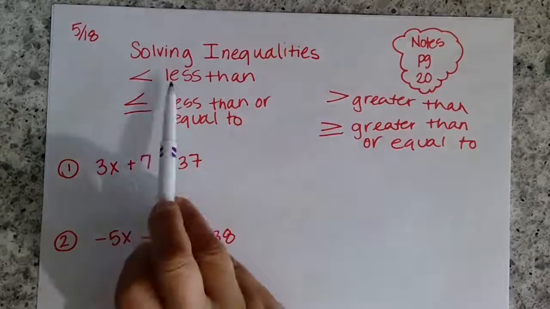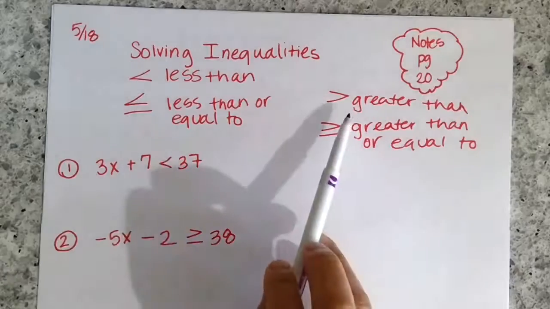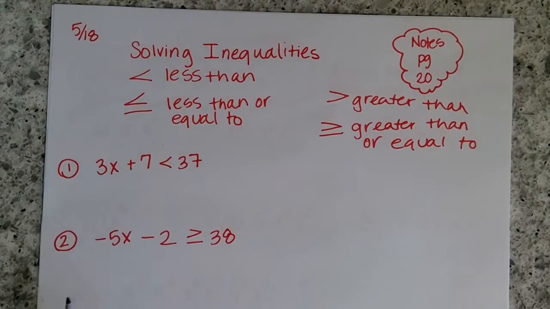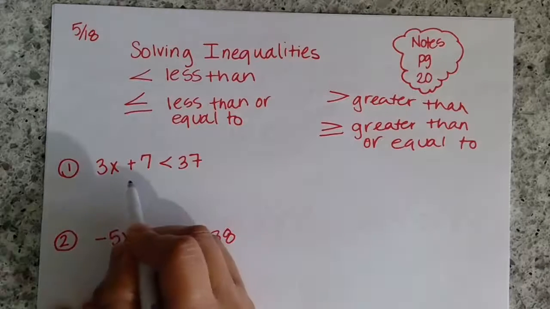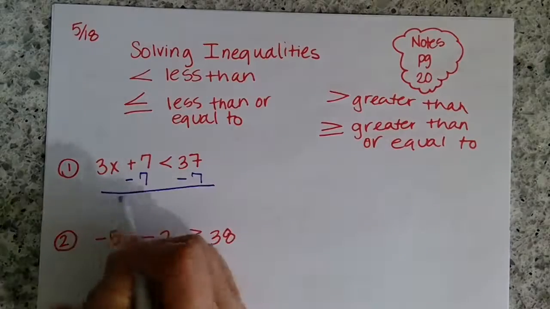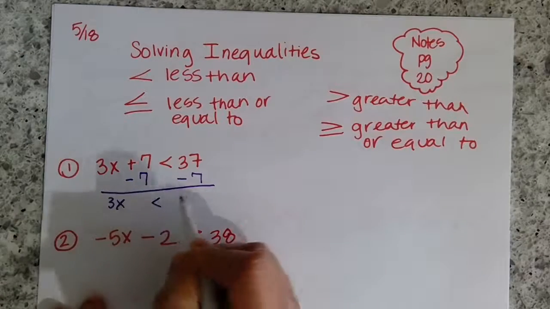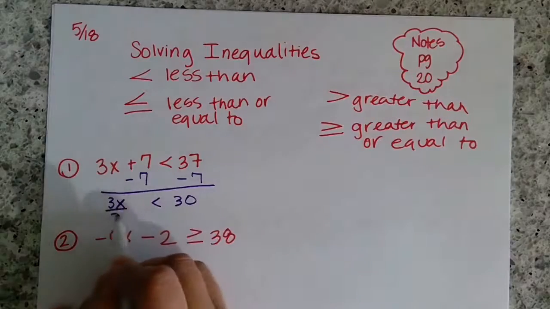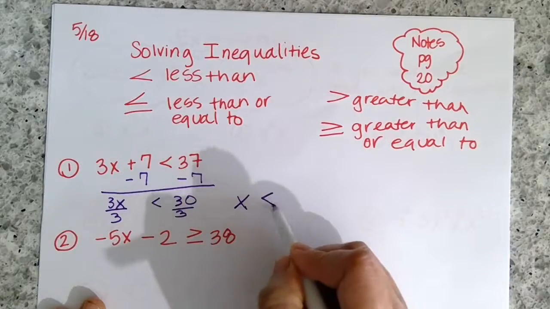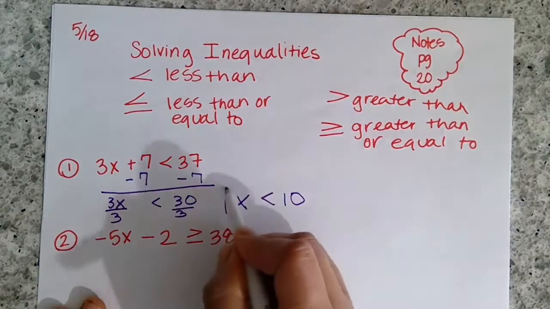Solving inequalities, you know, this is the less than or equal to, greater than or equal to. What you do with solving inequalities, you just solve it the same way as an equation. And if you multiply or divide by a negative, you reverse your sign. So the first one, we're just going to do exactly the way we do. Subtract 7 from both sides. Divide by 3. X is less than 10.